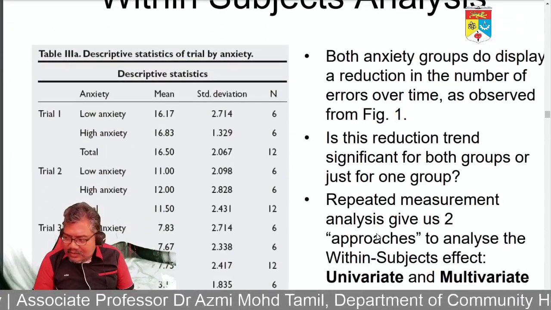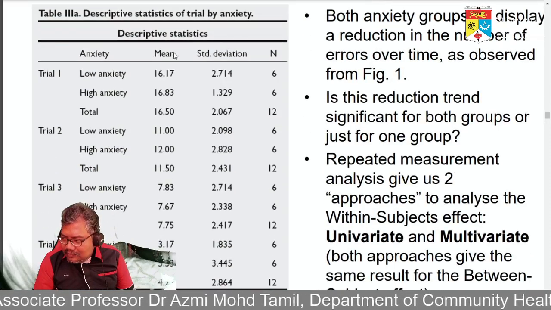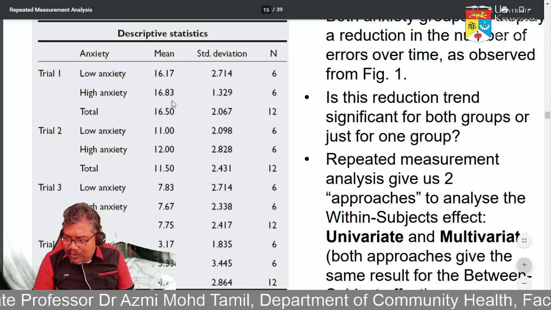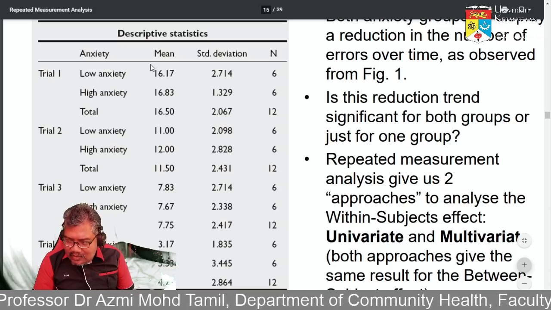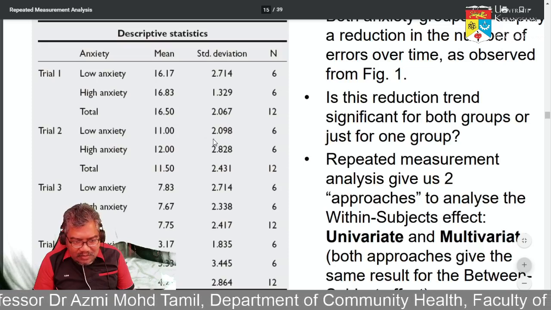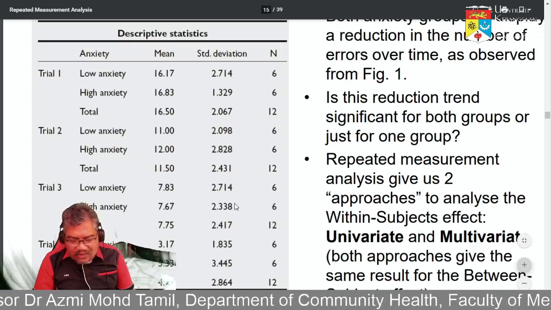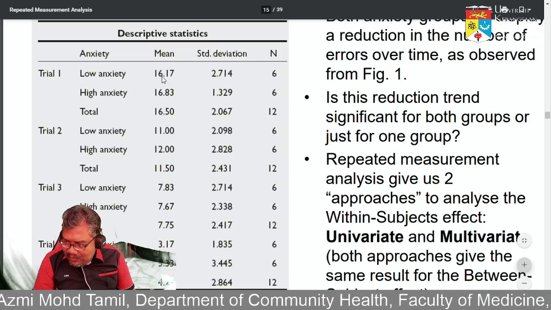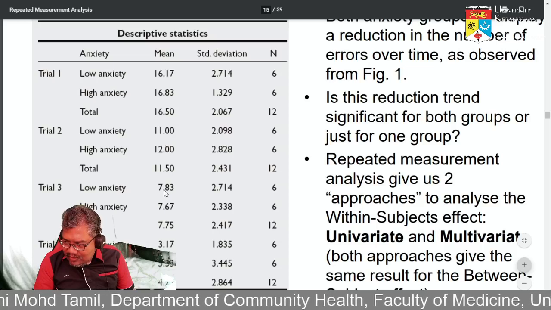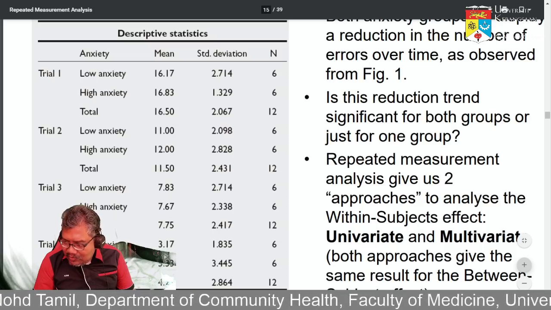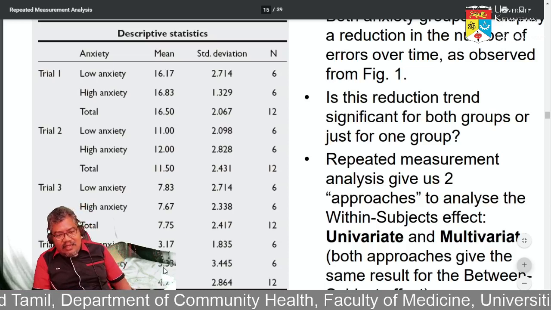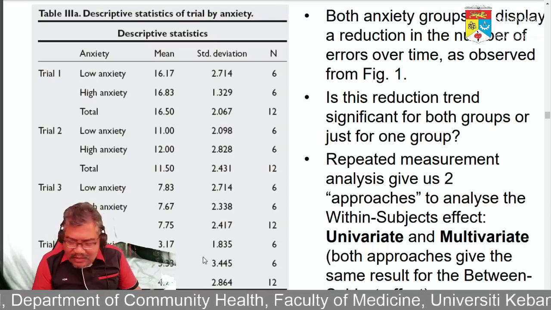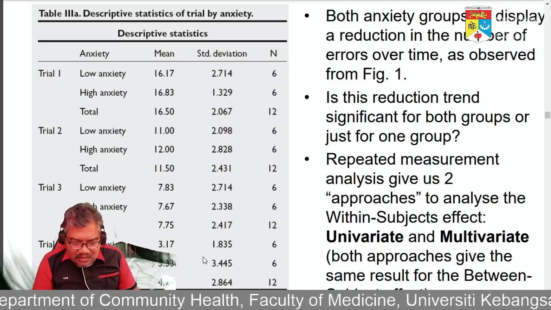What we are interested in is the statistic. So what is the statistic that we're interested in? We want to know the time trend: is the number of errors reducing over time, significant or not? You look at the data, yes, it's dropping. 16, dropping to 11, dropping to 7, dropping to 3. So clearly there is a time trend. As the number of trials increases, the number of errors reduces.